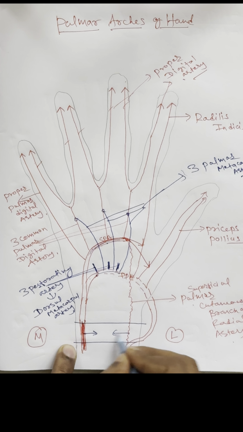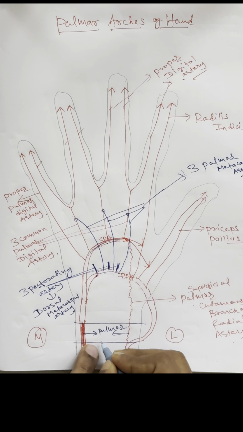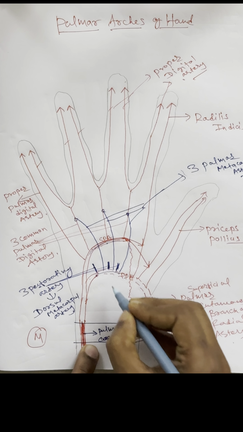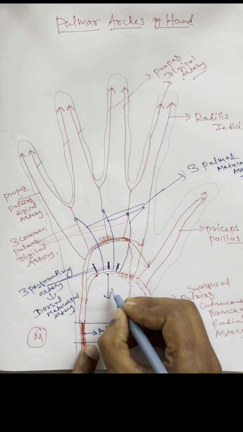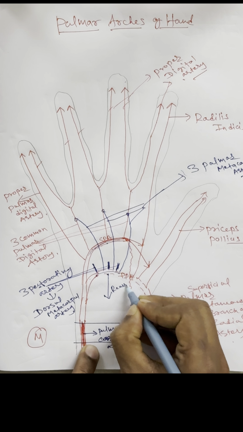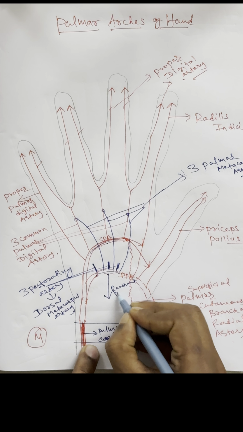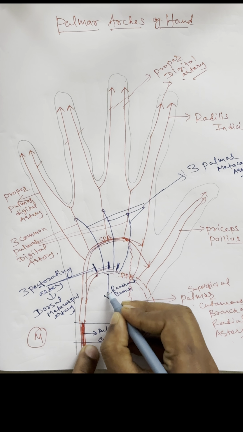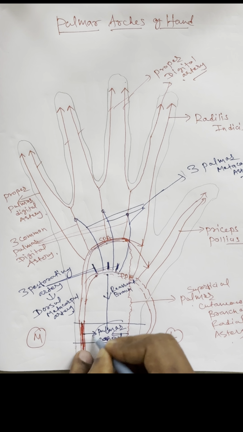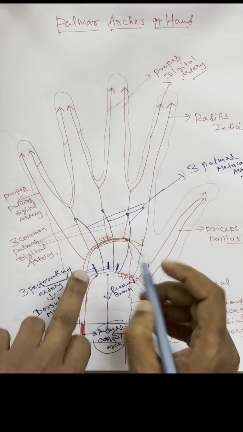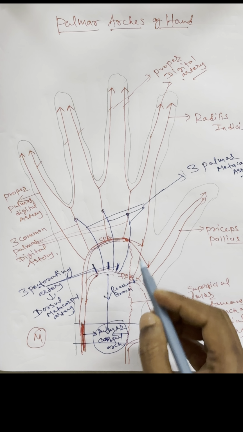So from the deep palmar arch, it gives a recurrent branch. This recurrent branch goes and attaches with the palmar carpal arch, and this is how the superficial palmar arch and the deep palmar arch are formed.